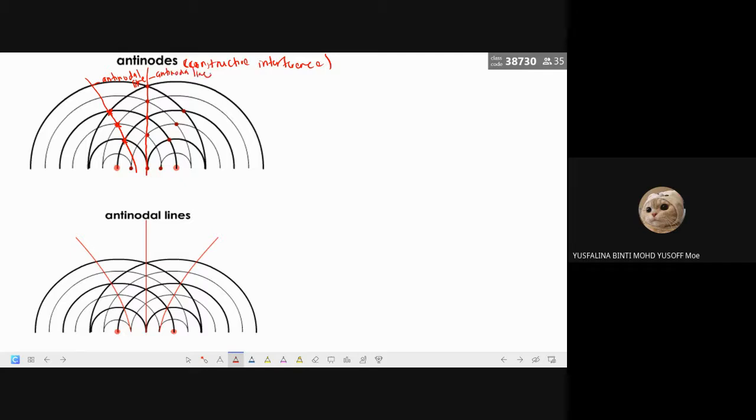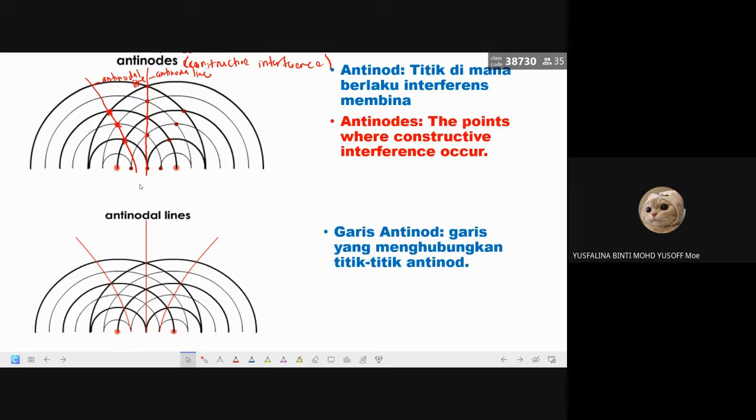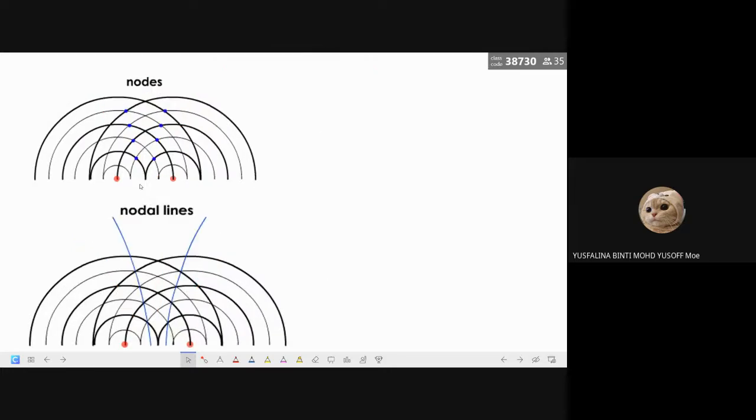Okay, so you can see below here the diagram. All of this is constructive, so I just connected all of it, and that will produce the anti-nodal line. So how about the nodes, the nodal line? We connect all the destructive interference, and you already know that nodes are actually the destructive interference.